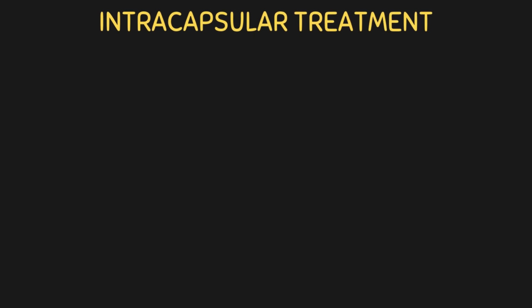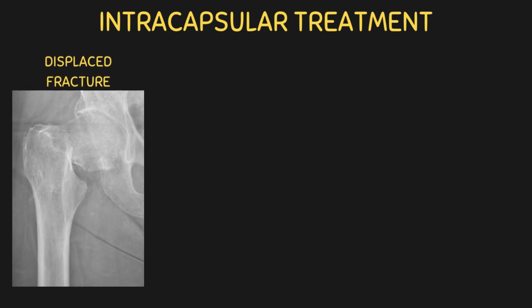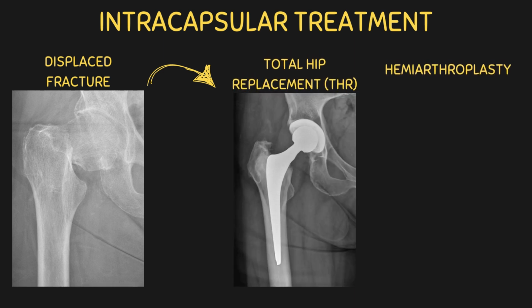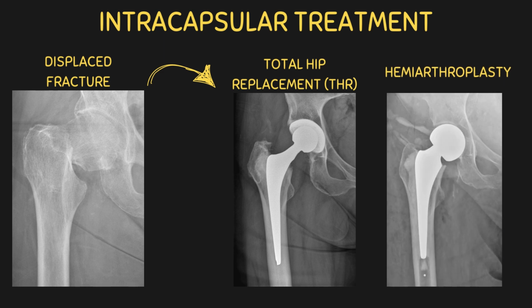The approach for treating displaced intracapsular fractures will be slightly different to treating non-displaced ones. Here we have a radiograph displaying a displaced intracapsular hip fracture. These fractures will often be treated by way of deploying a total hip replacement or a hemiarthroplasty. In a total hip replacement, both the femoral head and acetabular socket will be replaced. In a hemiarthroplasty, the femoral head will be replaced, but the acetabular socket will be spared.